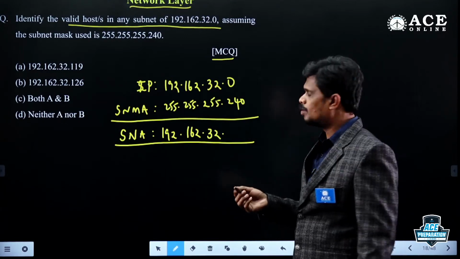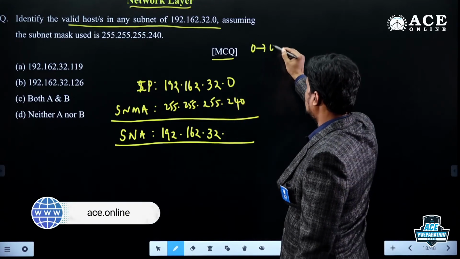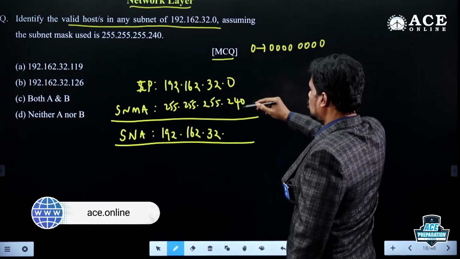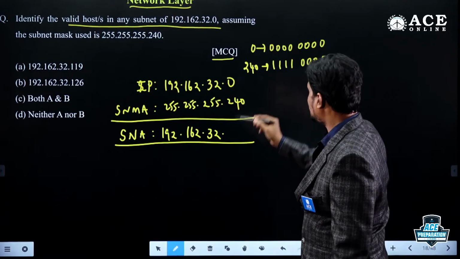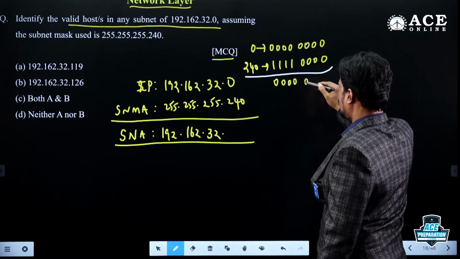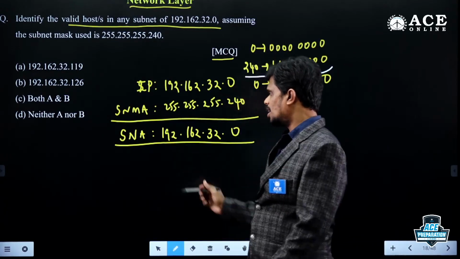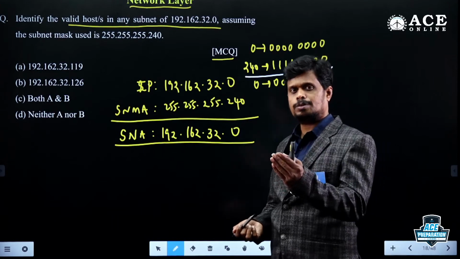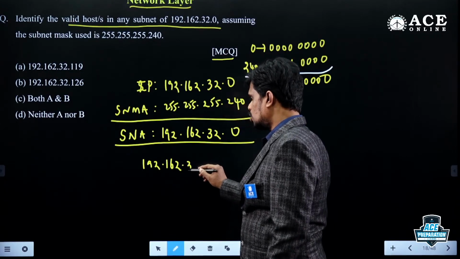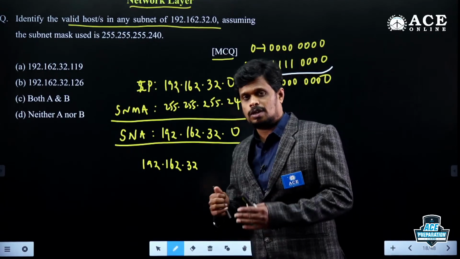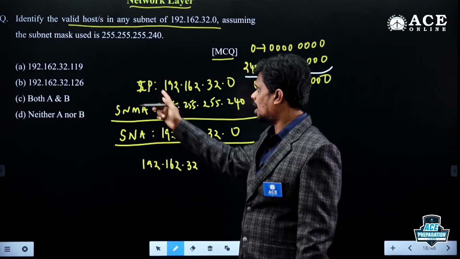Then what should we do? We need to perform the logical AND operation between this byte and this byte. So 0, if I convert it into binary, is 8 zeros. 240, if I convert into binary, is 4 ones and 4 zeros. Then if I perform the logical AND operation between these, I get 8 zeros, which is 0. So 0 is the result. Now I have to divide this subnetwork address into 3 portions: network ID portion, SID portion and HID portion. So 192.162.32, you know, from where can I get the network ID portion in the subnetwork address? From the class of the IP address.